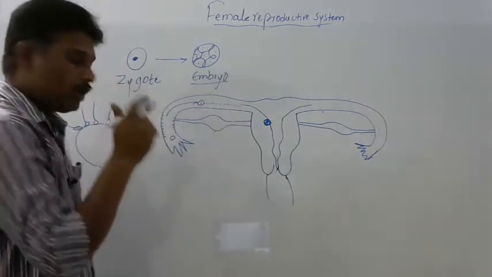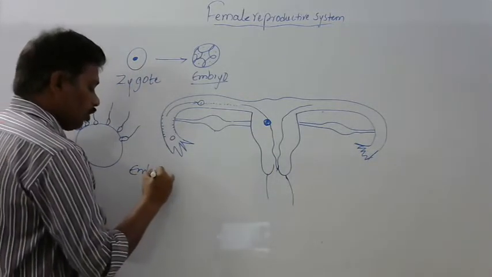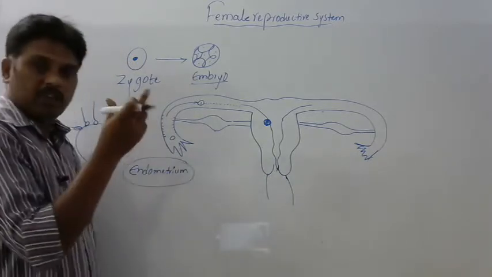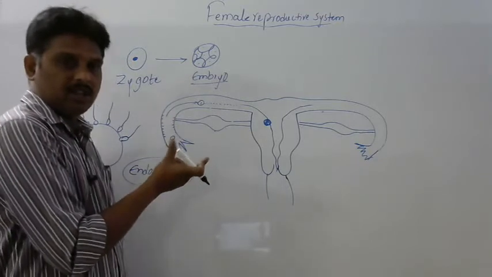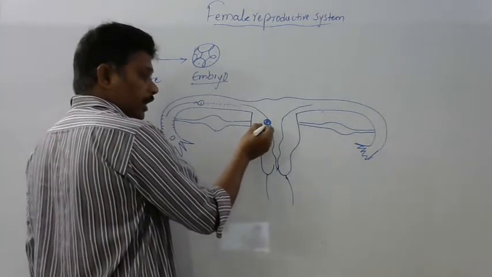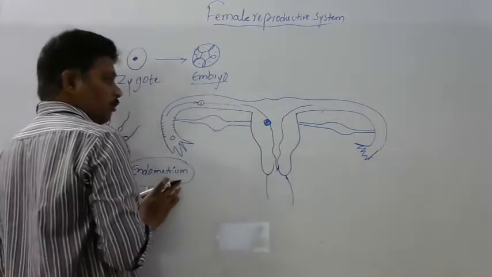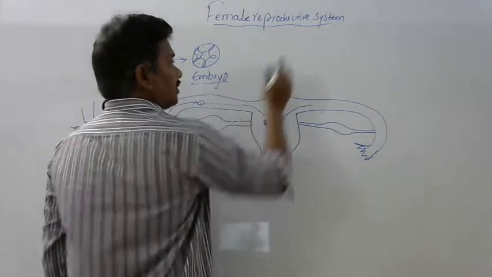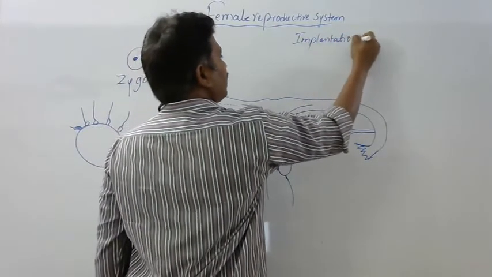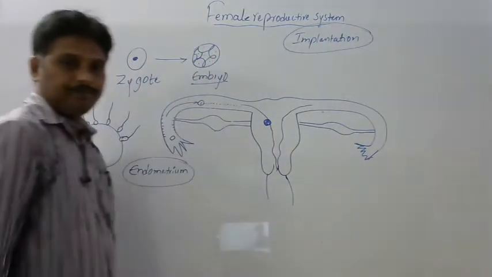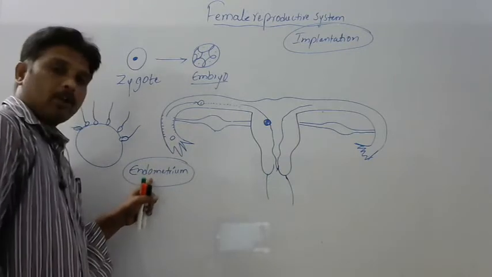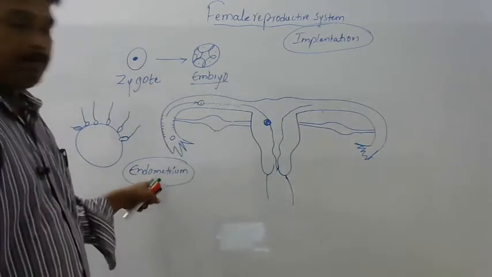The inner wall of the uterus is called the endometrium. This endometrium thickens in anticipation of pregnancy; yesterday I told you about the menstrual cycle. The embryo sinks into the wall of the uterus, that is the thick endometrium. This process is called implantation. Sinking of the embryo into the endometrial layer of the uterus is called implantation.